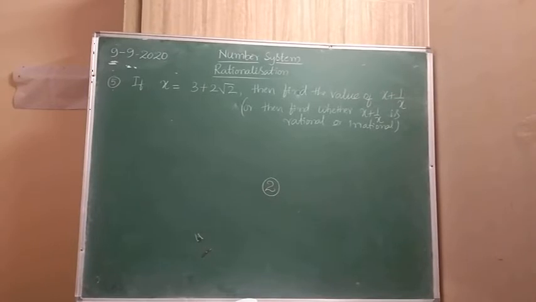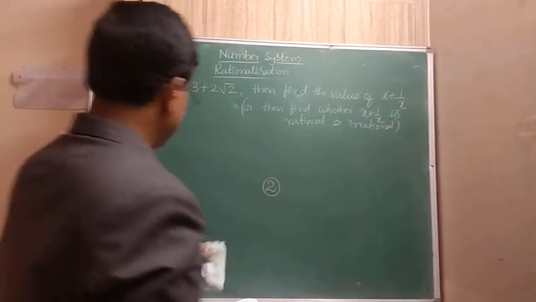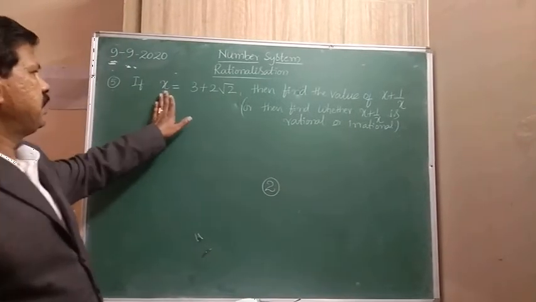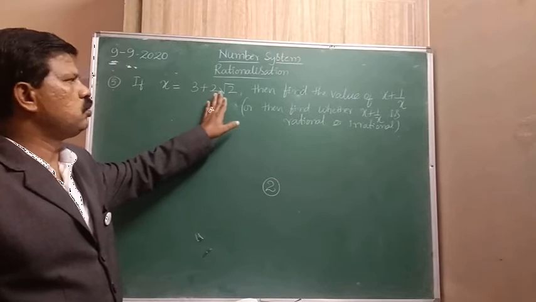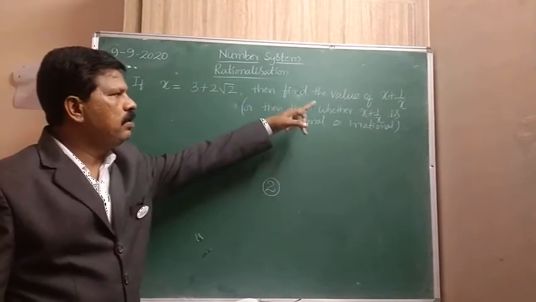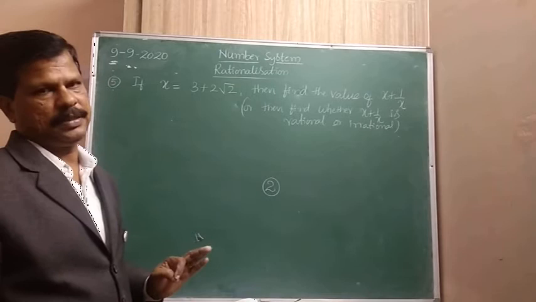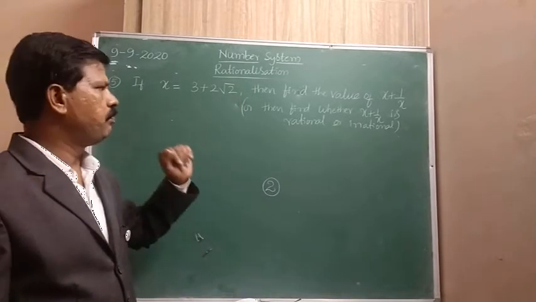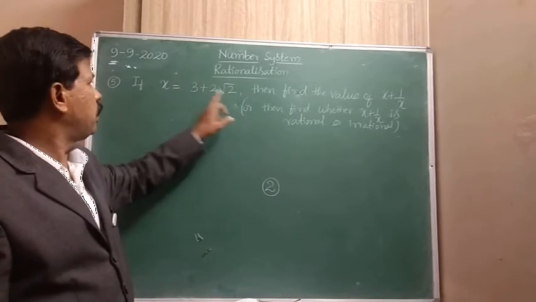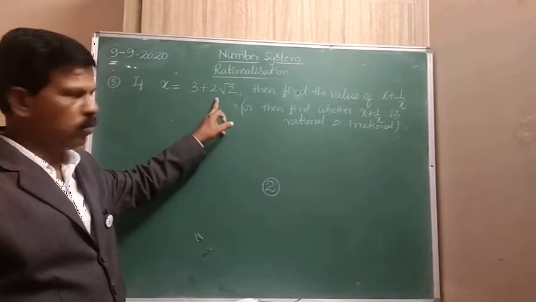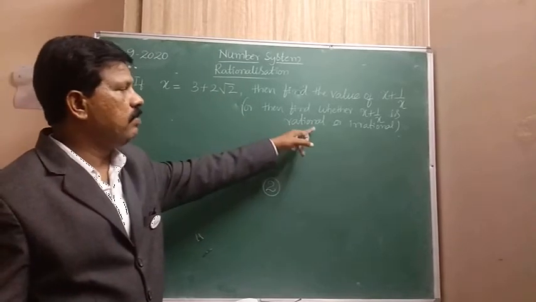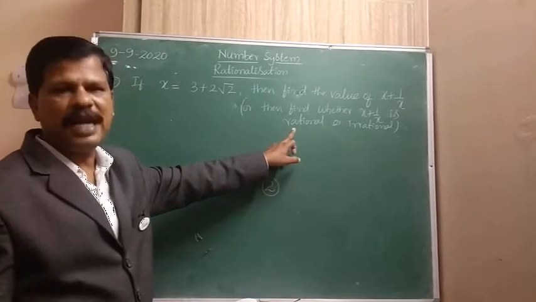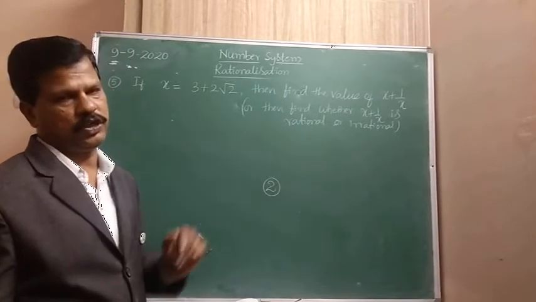Now see the next question. If x is equal to 3 plus 2 root 2, then find the value of x plus 1 by x. Like this is the question you may expect in the test or in the exam. Or the same question: if x is equal to 3 plus 2 root 2, then find whether x plus 1 by x is rational or irrational.